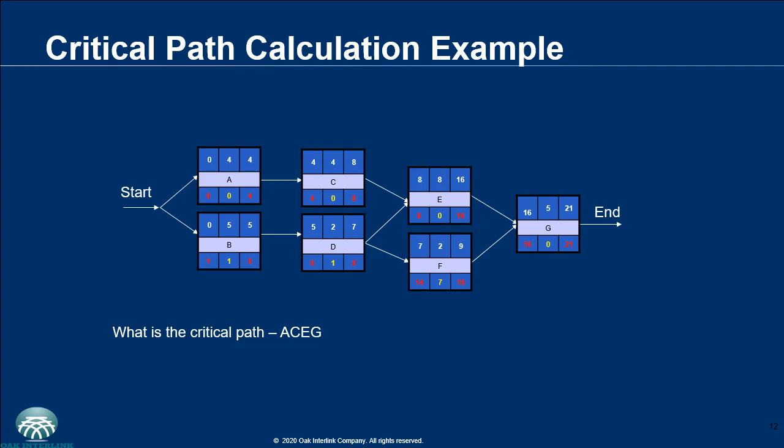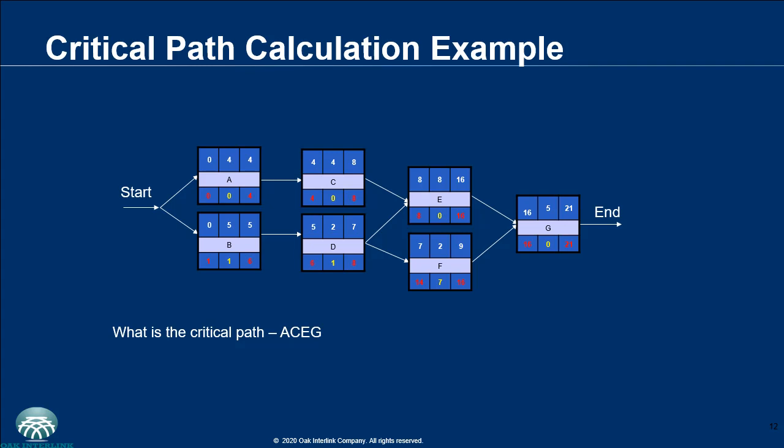And then between E and F going into G, that is also a convergence. You pick the larger, which is 16. So 16 plus 5 gives you 21. And so the earliest finish for G is 21. So that is the earliest the project can finish, which is G. So you have completed your forward pass in that motion.